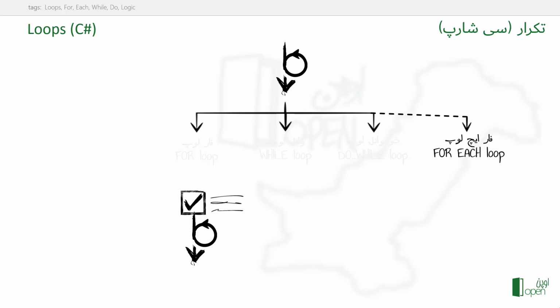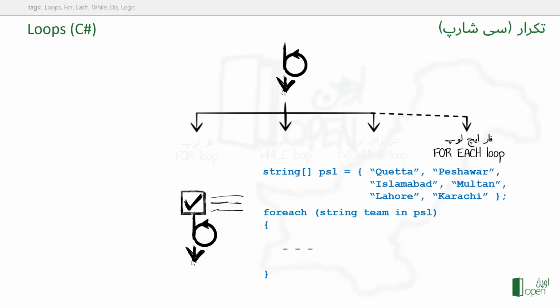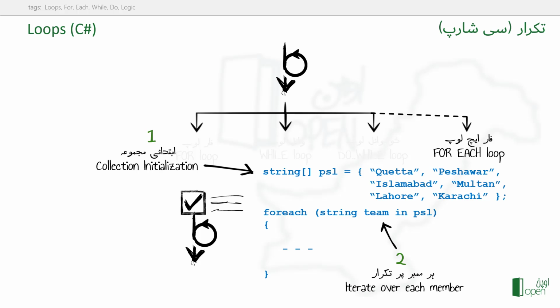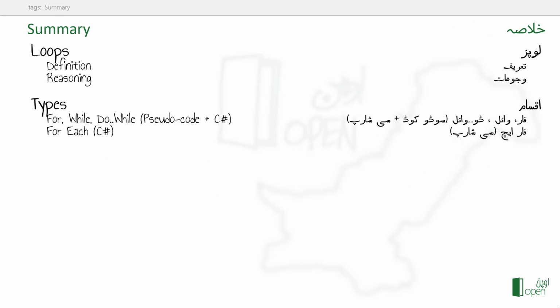Finally, we get to the for each loop, which is used in C# to iterate over a collection. An example of the for each loop syntax is shown on your screen, where a collection initialization statement stores all the cities in a variable PSL, and the second statement is used to iterate over each member in the collection. In summary, this presentation covered loops, their types, and examples in pseudocode and C#.